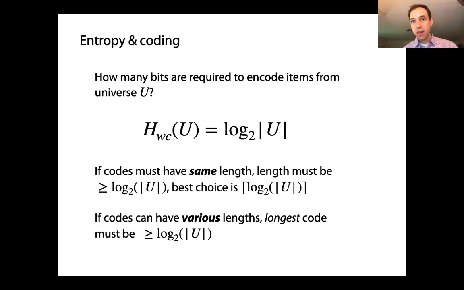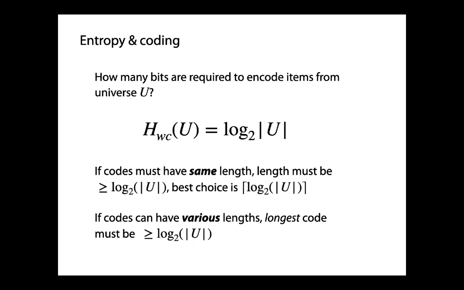If the codes are allowed to have various lengths, then what the worst case entropy is telling us is that the longest code must be at least as long as the worst case entropy. So we can again think back to the playing card example, because actually our codes had various lengths. Our codes for the ace of spades and the 2 of spades were both just one binary digit, but the longest codes were still 6 bits, right? So it still adhered to this principle that the longest code has to be greater than or equal to the log base 2 of the size of the set. Okay, and this notion is called the worst case entropy. When we talk about the worst case entropy, we use this WC subscript here.